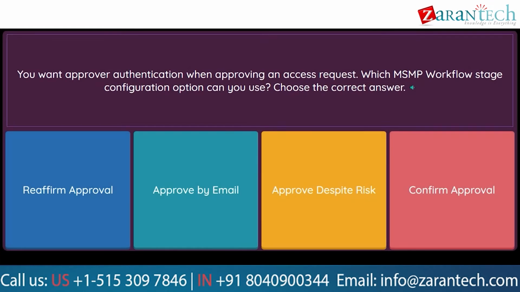Question: you want approver authentication when approving an access request. Which MSMP workflow stage configuration option can you use? Choose the correct answer. Option 1 Reaffirm approval. Option 2 Approve by email. Option 3 Approve despite risk. Option 4 Confirm approval.